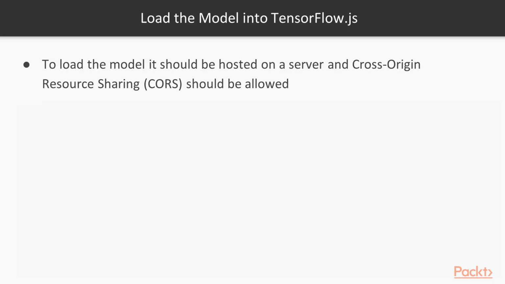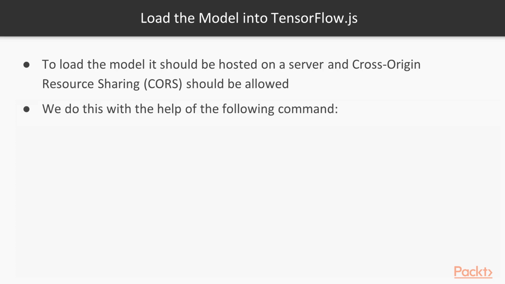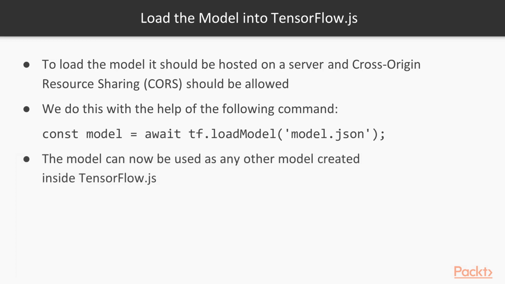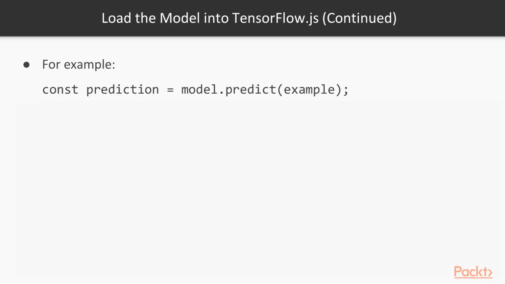To load the model, it should be hosted on a server and cross-origin resource sharing should be allowed. To load the model, we have to enter the following command, which is const model = await tf.loadModel, and then specify the name of the model. In our case, the sample name is model.json. This model can now be used as any other model created inside TensorFlowJS. You can use any command which comes along with the model, including predict.